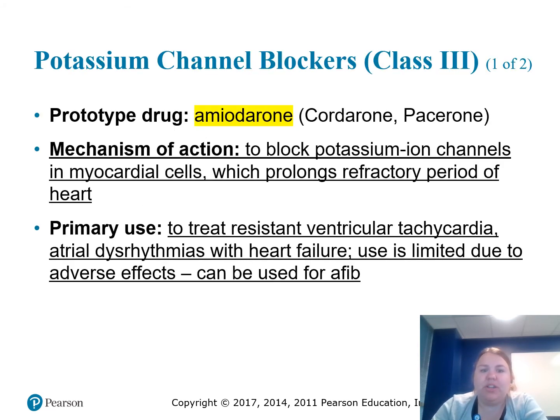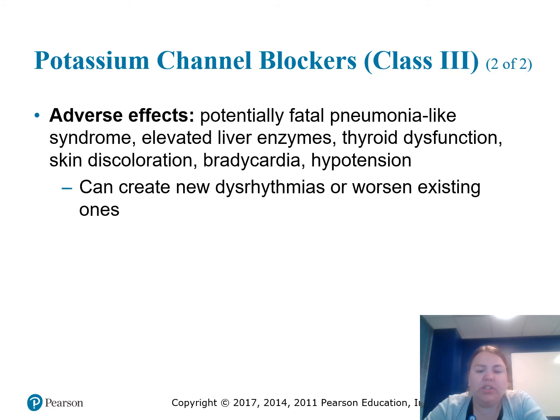Now, amiodarone. This is our potassium channel blocker. So this blocks the potassium ion channels in the myocardial cells, which prolongs the refractory period of the heart. Now, it's used for those resistant ventricular tachycardia. So if someone's been in VTAC and they've done the non-pharmacological interventions, we'll give them amio. Usually it's a bolus and then it's a drip. If they're in ventricular tachycardia or even atrial and they're not getting out of it, we'll give them amio. It has been used for AFib, but it's commonly used to treat those resistant ventricular tachycardia. Now, some adverse effects: it can cause new dysrhythmias or even worsen existing ones as well.